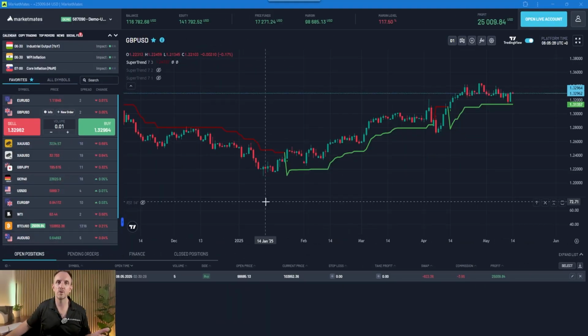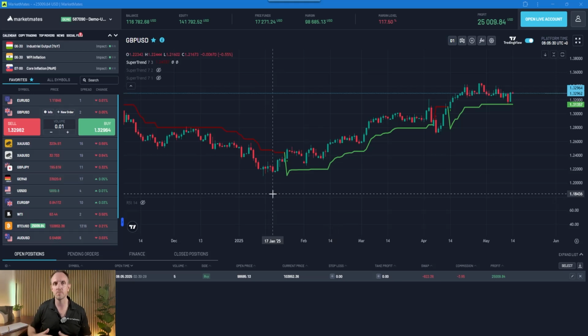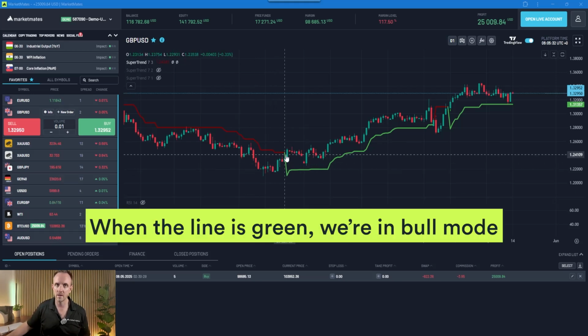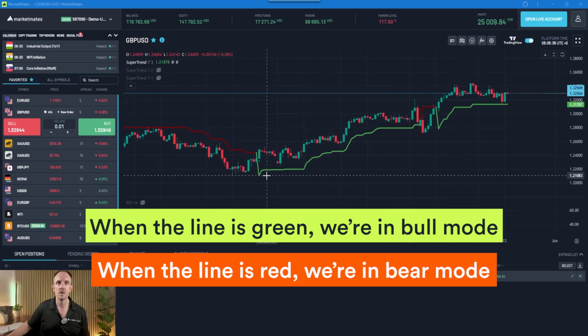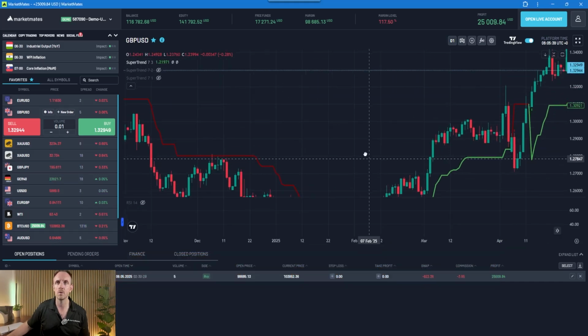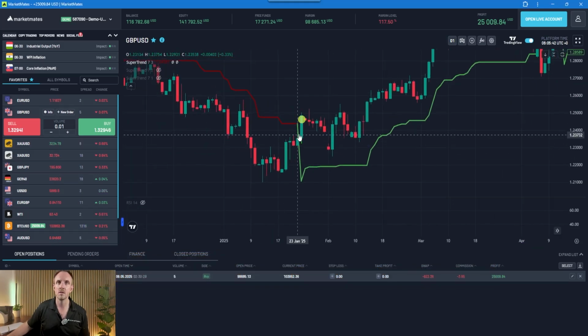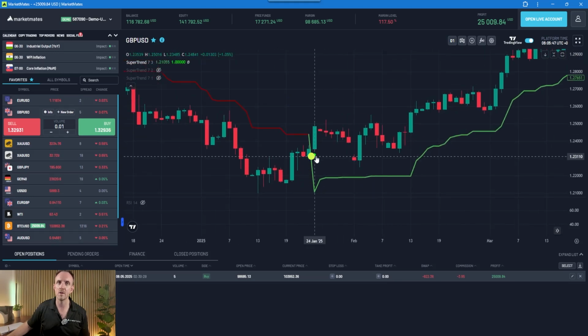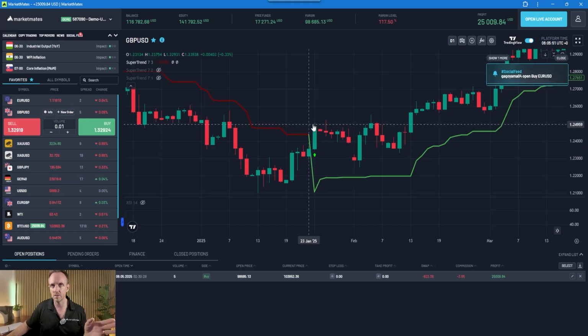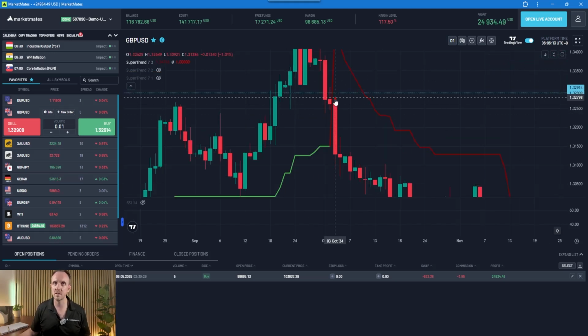So here's what the SuperTrend indicator looks like on the chart. It's pretty simple. When the line is green, it means we're in bull mode. When it is red, it means we're in bear mode. When it flips here, for example, just zoom in a bit, when it flips here, we have our entry signal. And if you notice, there'll be a little arrow here at the bottom of the entry candle. So the entry actually happens here at the top. And for the sell signal, you can see here the little candle, so we'll be getting short here.